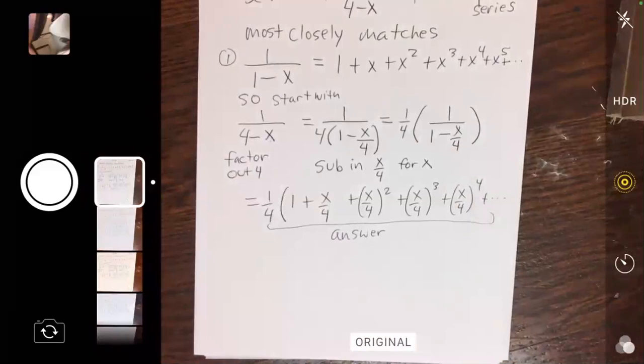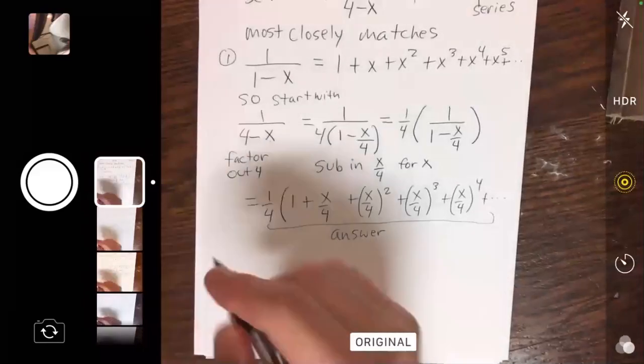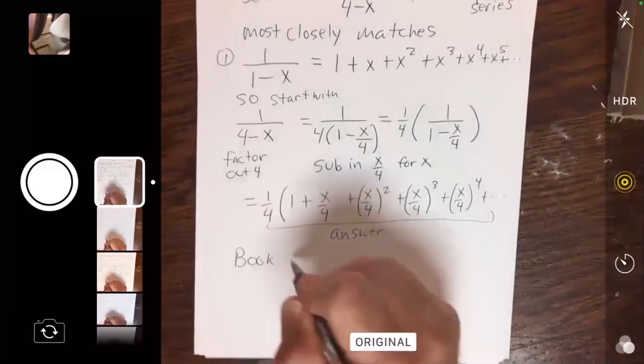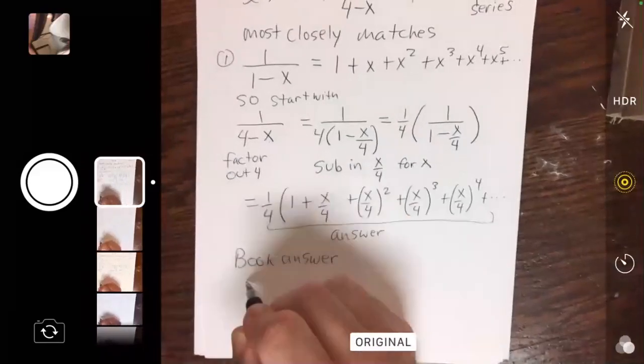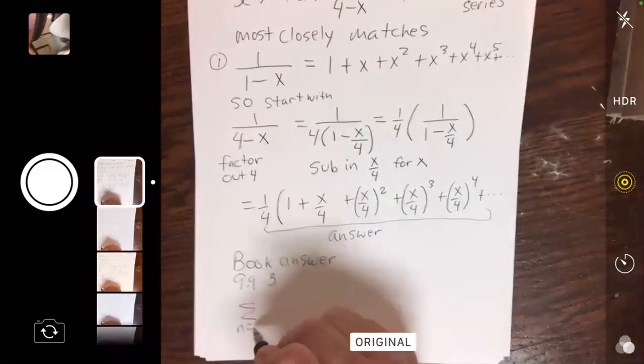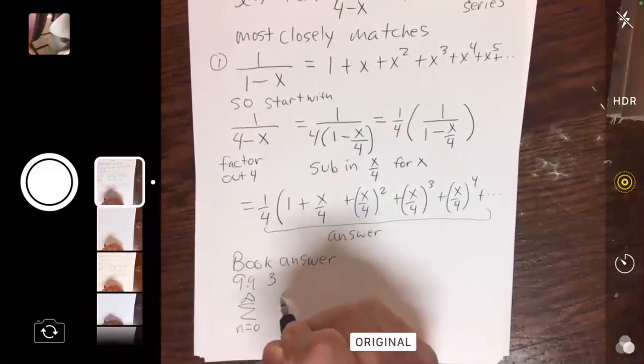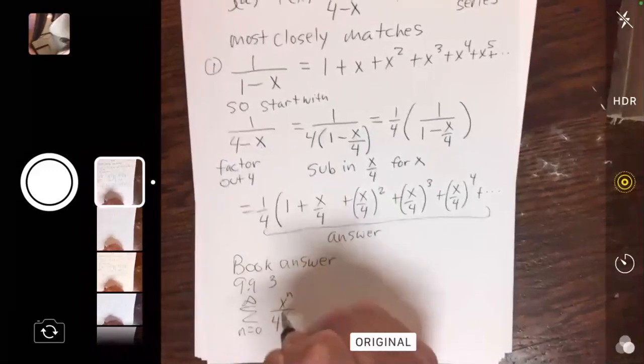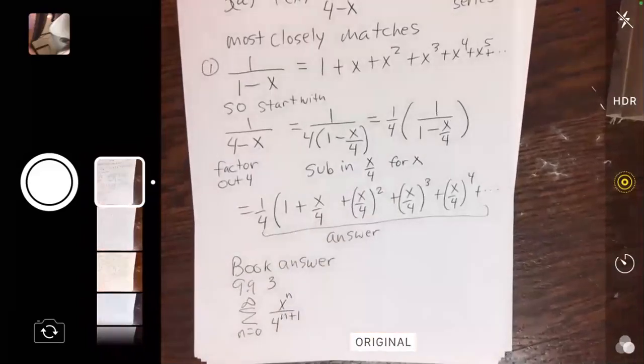Okay, number 3 on 9-9. Book answer. 9.9, number 3. They have summation, x to the n, over 4 to the n plus 1. Okay, you're going to see this through 9-9 and 9-10 a lot.